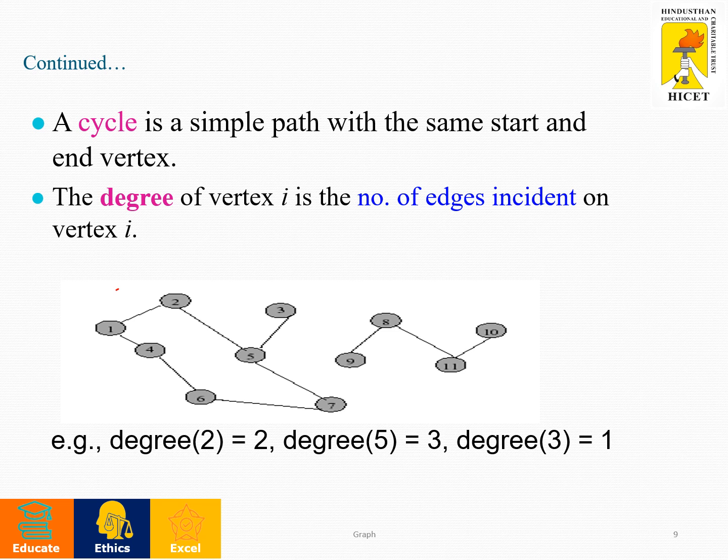And another important terminology is the degree. The degree of vertex I is the number of edges incident on vertex I, which means you can see here degree of 2. How many edges are there? 2 edges are there. So degree of 2 is 2. Whereas degree of 5, how many edges are there? There are 3 edges. Similarly, degree of 3 has only one edge. So you can place the degree of 3 as 1.